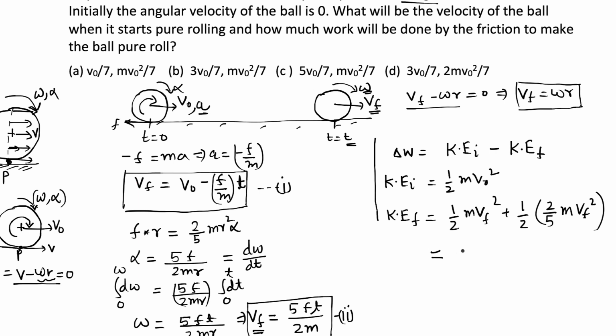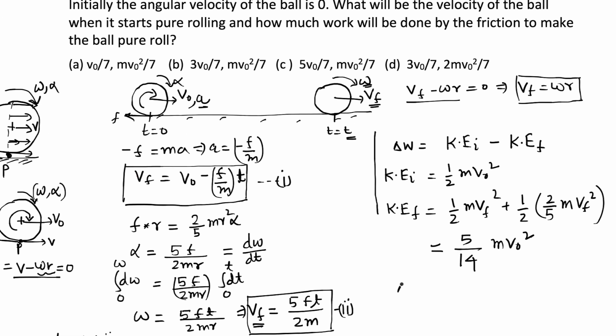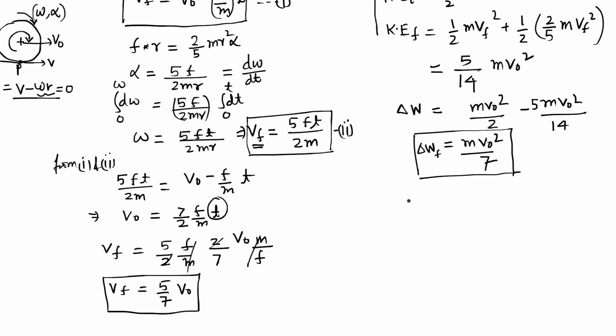Okay, this will be somewhere around 5 by 14 mv0 square, because if I replace vf with the v0 that we computed, therefore the delta W will be mv0 square by 2 minus 5 mv0 square by 14, which is equal to mv0 square by 7. Okay, so as we see, the vf is 5 by 7 v0, and the work done by friction is mv0 square by 7. So the answer is C.